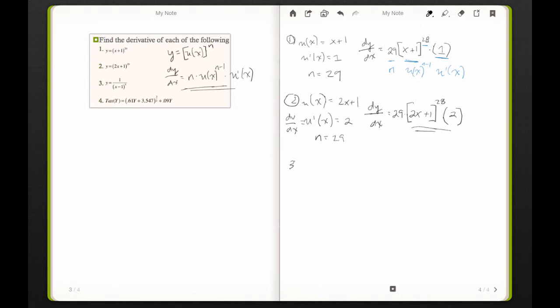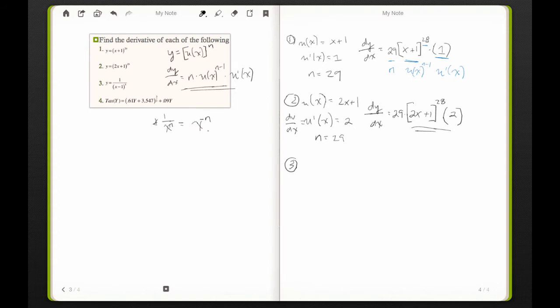Let's go to the third one. This one's a little bit trickier, right? So y equals 1 divided by (x minus 1) to the 5th. Whenever I have a variable in the denominator, I like to actually put it up in the numerator. So remember from the last lecture when we talked about power rules, a nice rule is that 1 over x to the n is the same thing as x to the negative n.